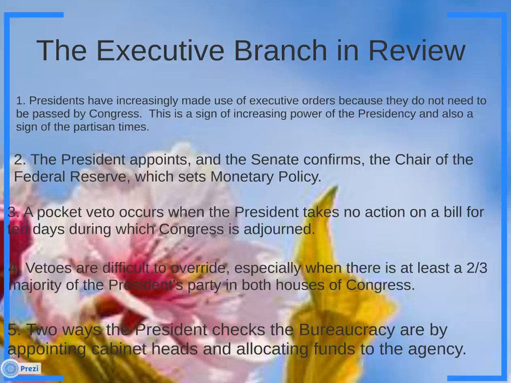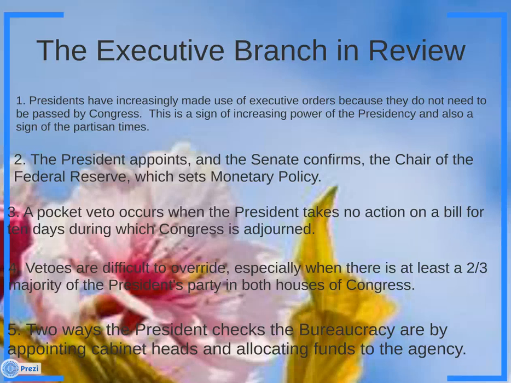The president appoints and the Senate confirms the chair of the Federal Reserve, which sets monetary policy. A pocket veto occurs when the president takes no action on a bill for 10 days during which Congress is adjourned, which is why a lot of times Congress will not pass something that they feel the president is opposed to right before they adjourn.